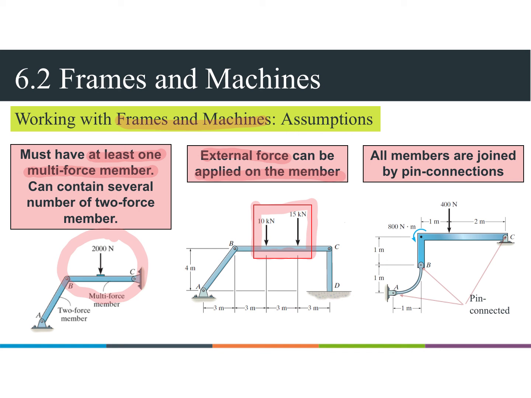And the third one is that all members are joined by pin connections. So we have member AB here and member BC, and between AB and BC there is a pin joint. Assume all the joints between members use pin connections. That's it. We have three assumptions that we need to focus on in order to solve frame and machine problems.